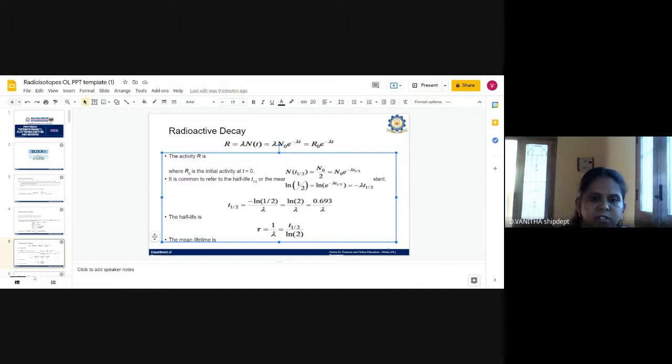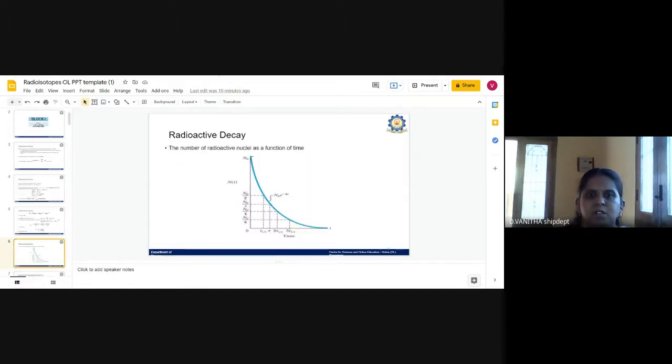So the next thing is the number of radioactive decays as a function of time. By increasing the time, the number of elements decreases. Initially, at time 0, the number of elements in that radioactive nuclei is N naught. By increasing the time, it decreases slowly, and at last it decays to 0. To denote this, a graph is drawn here.